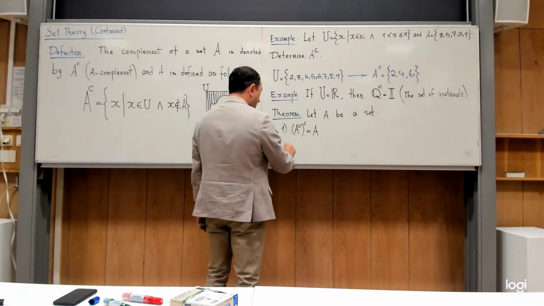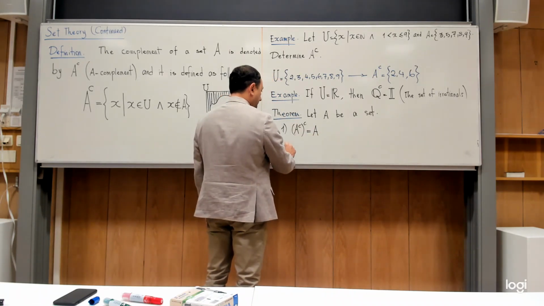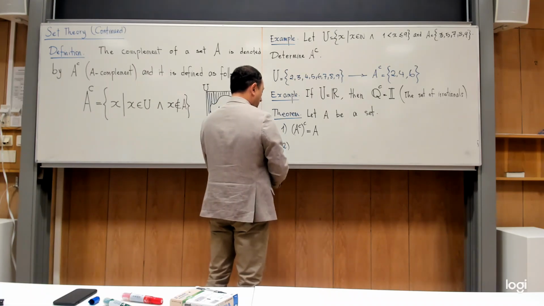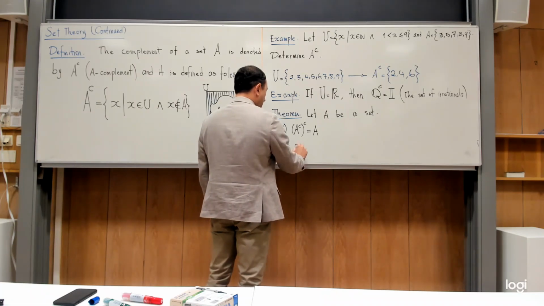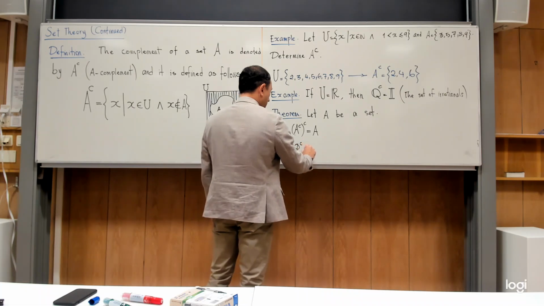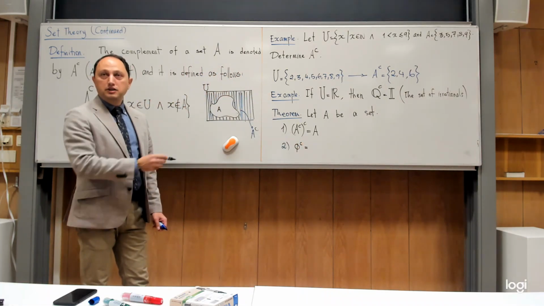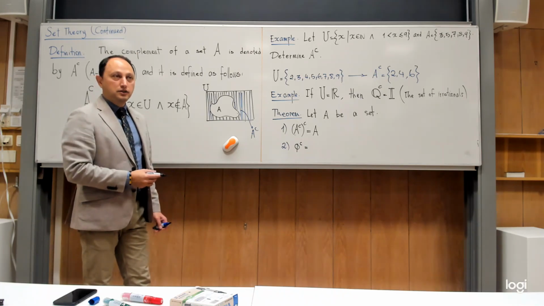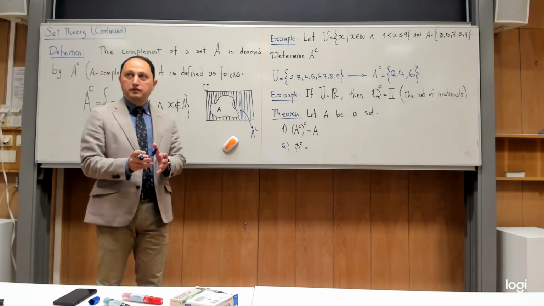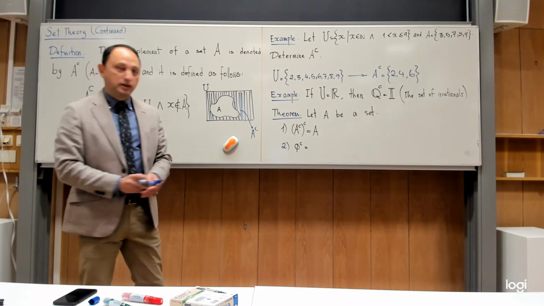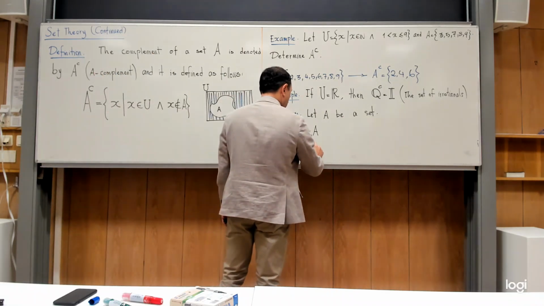Okay, so what happens for the second property? What is the complement of the empty set? Yeah, it's intuitively very clear. The complement of the empty set is the universal set, the whole package U. Is that clear for everyone?